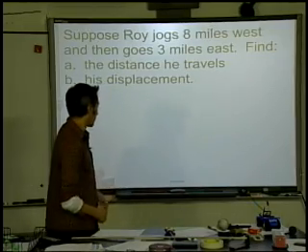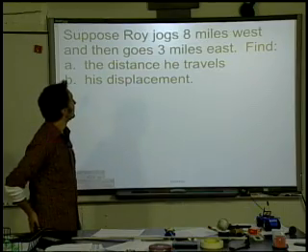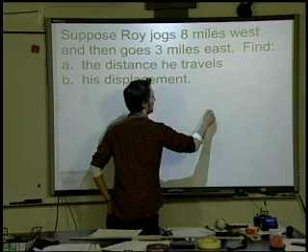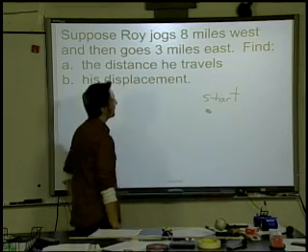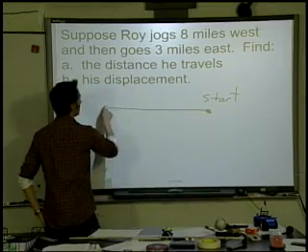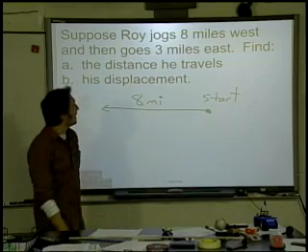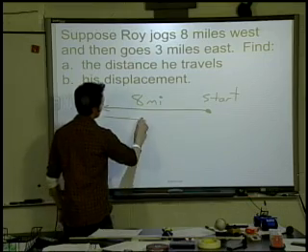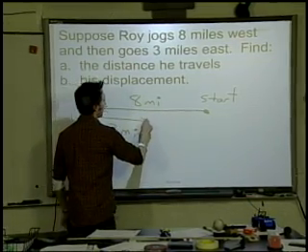Okay? So, let's walk through this example here. All right, so it says, suppose Roy jogs 8 miles west, and then he goes 3 miles east. So what we're going to do is draw this. We're going to pick a starting point, and we're going to say, all right, he goes 8 miles west. So there's our 8 miles west. And then now he's here, now he's going to turn around and go 3 miles east. So there's our 3 miles east. So there's his ending point.